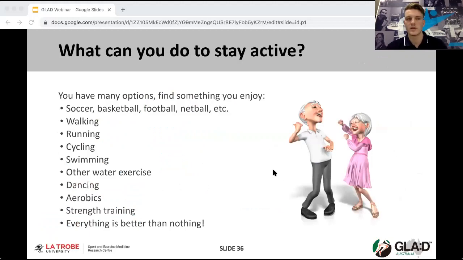All right, so what can you do to stay active? Programs like GLAD can help you build your capacity to be active and achieve physical activity goals. And it's important to find activities that you like so that you can prioritize regular physical activity. So here are some examples of a wide variety of activities to consider.